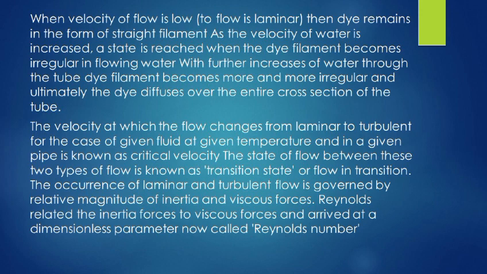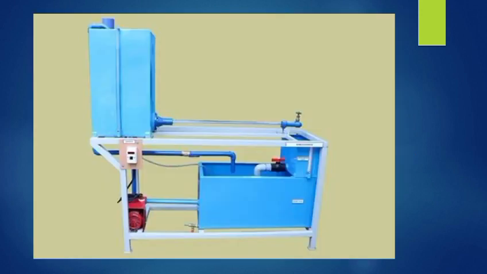The state of flow between these two types of flow is known as transition state or flow in transition. The occurrence of laminar and turbulent flow is governed by the relative magnitude of inertia and viscous force. Reynolds related the inertia force to viscous force and arrived at the dimensionless parameter now called Reynolds number. This is the setup for Reynolds experiment.